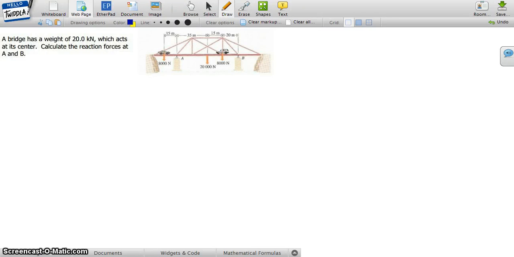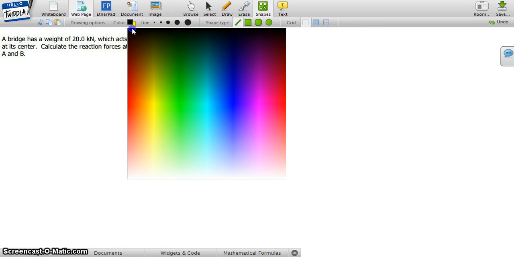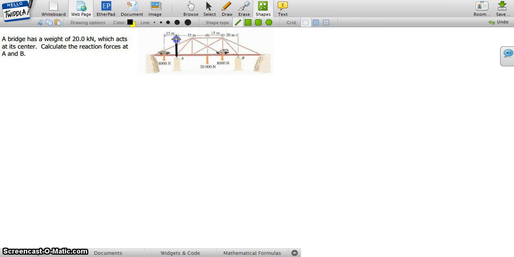Problem number 2 from worksheet 3. We have this bridge, and they give us 3 of the forces for the car, the truck, and the bridge itself. But there are also a couple other forces here that they're leaving off, and I want to go ahead and draw those in here. And that would be a reactionary force at A and a reactionary force at B.